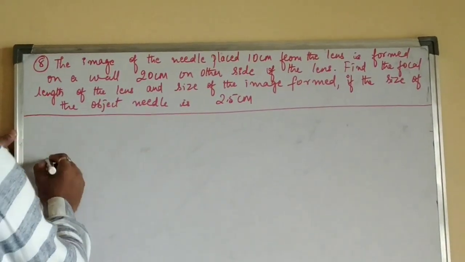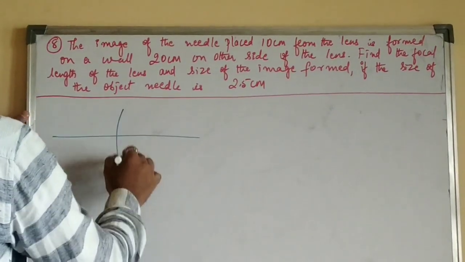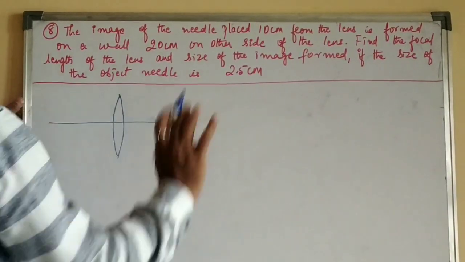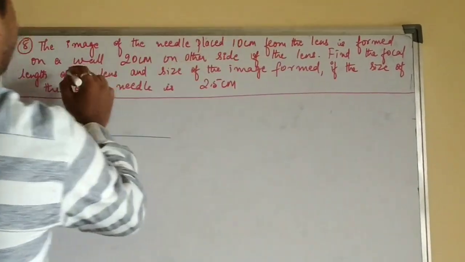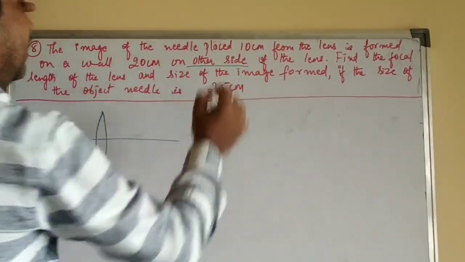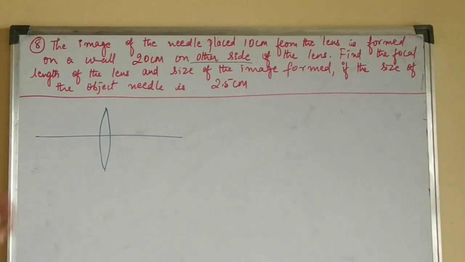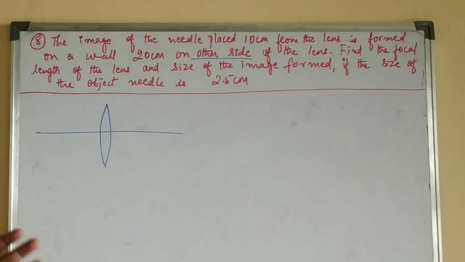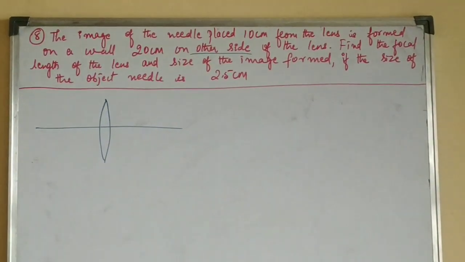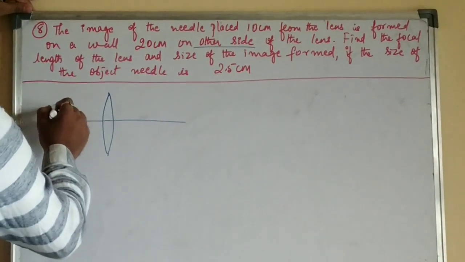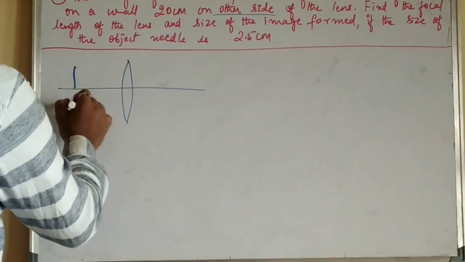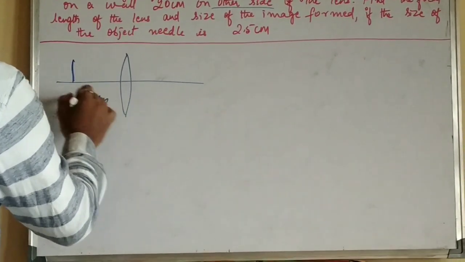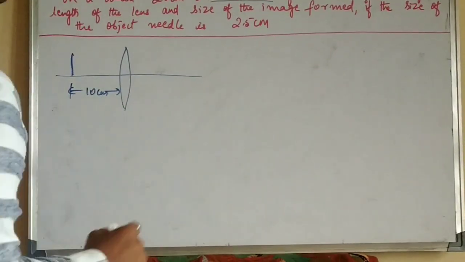Now there is a needle, okay, there is a needle and here is a lens. Now which type of lens? Obviously convex lens. Why? Because formed on other side. Here other side, that is the clue. Other side means towards the right side. Towards the right side means which type of lens? Convex lens only. Now there is a needle here. It is placed at 10 centimeter from the lens. Okay, it is at 10 centimeter from the lens.